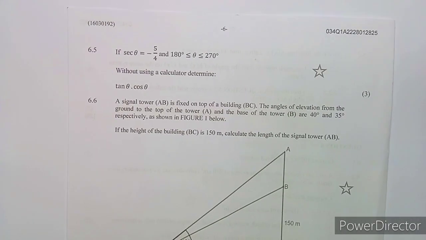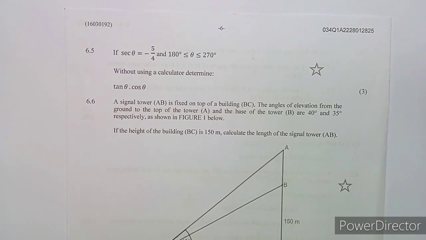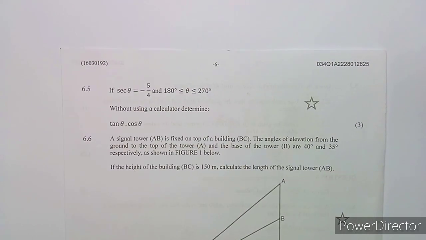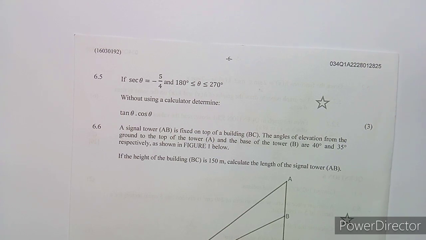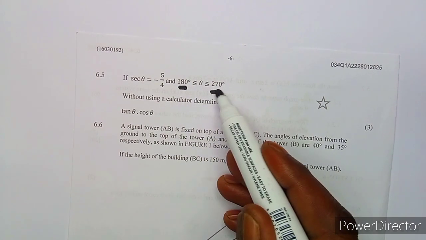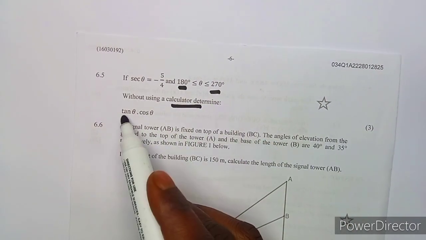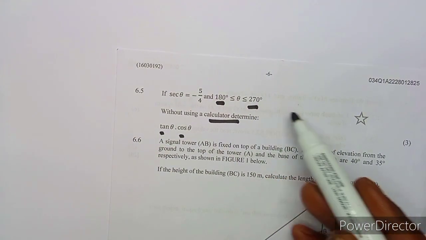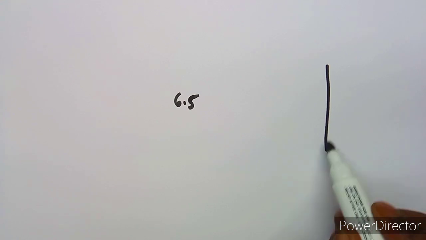Okay, then on question 6.5, which is actually going to give us 6.6 to make it 20 marks. We're given that if sec theta is minus 5 over 4 and also the quadrant is between 180 to 270, without using a calculator, determine tan theta times cos theta. Okay, this is actually sec, and it's in between 180 to 270, which means we're talking about the third quadrant in this case.